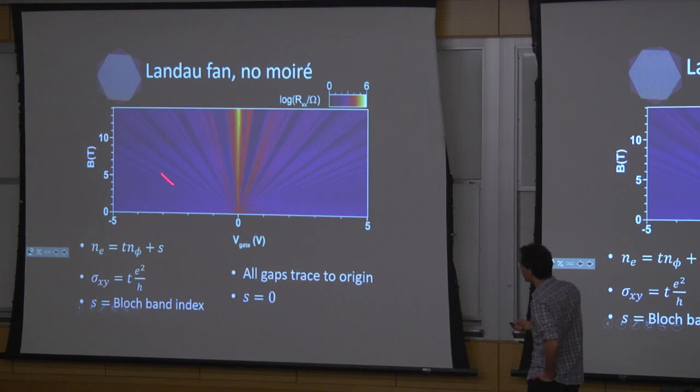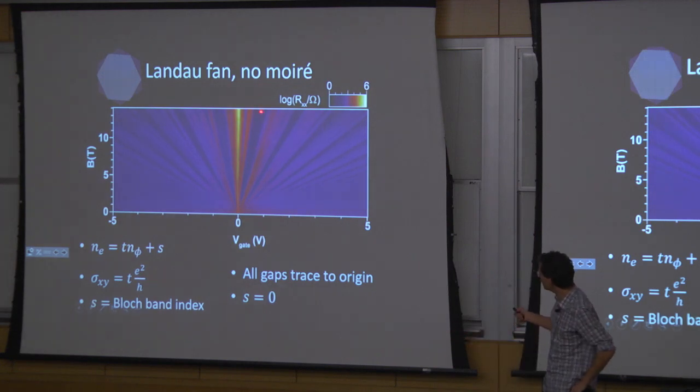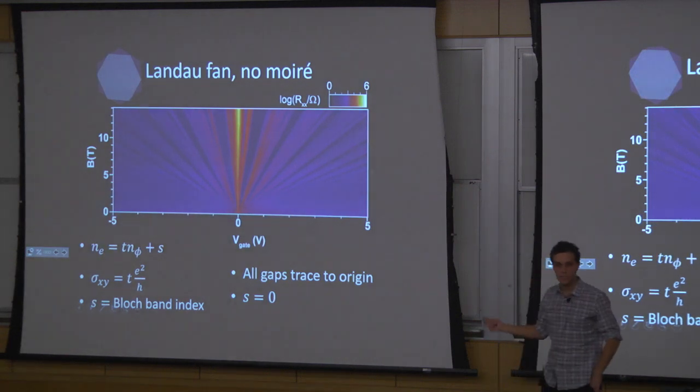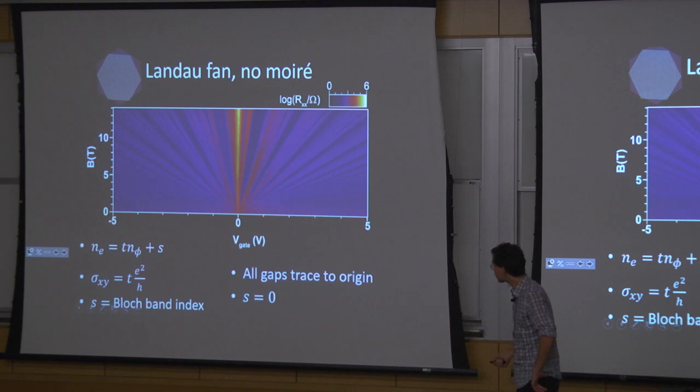So this is, in this particular case, resistance data, what resistance data looks like with no superlattice. And what you see is that there are lots of lines. Each of these dark patches here is a gap. And they all trace back to 0. V gate is controlling the electron density. B is controlling the flux. And they all trace back to s equals 0. They all have quantized t, as they should. They're all integer quantum Hall states. So this is not the Hofstadter butterfly. This is what Landau levels look like.